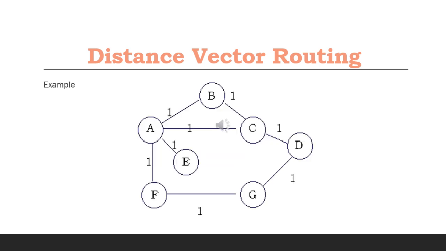Here we have the pictorial representation of distance vector routing. From A to B, the cost is 1. From A to C, again the cost is 1. A to E, the cost is 1. A to F, the cost is 1. F to G, the cost is 1. And G to D, the cost is 1.